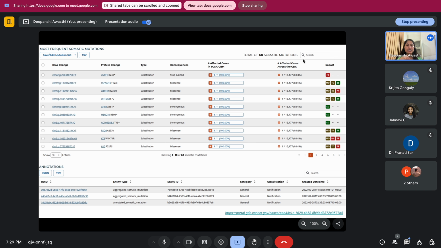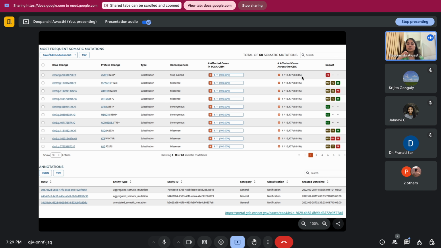On the right side, if you see the number of affected cases, which is the second last column of the table, this category shows the number of affected cases across the GDC. They are telling you in how many cases this particular mutation was observed. In the first case, it is 6 by 16,477, so its percentage is 0.04%, which is very very less. That means that this mutation is not frequently observed.